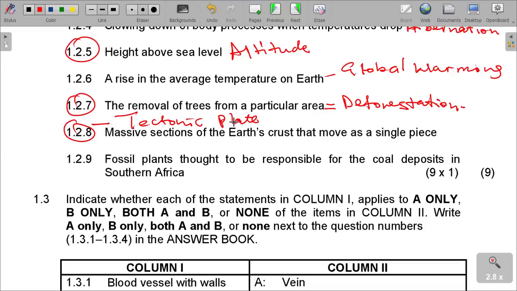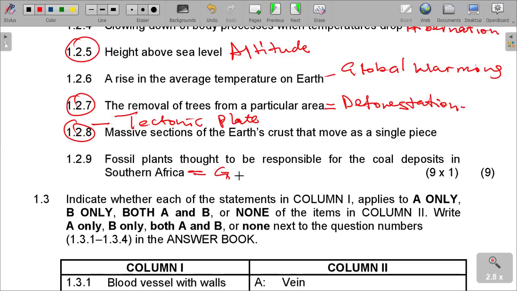Number 9, fossil plants thought to be responsible for coal deposits in southern Africa. What are they called? They are called the Glossopteris.